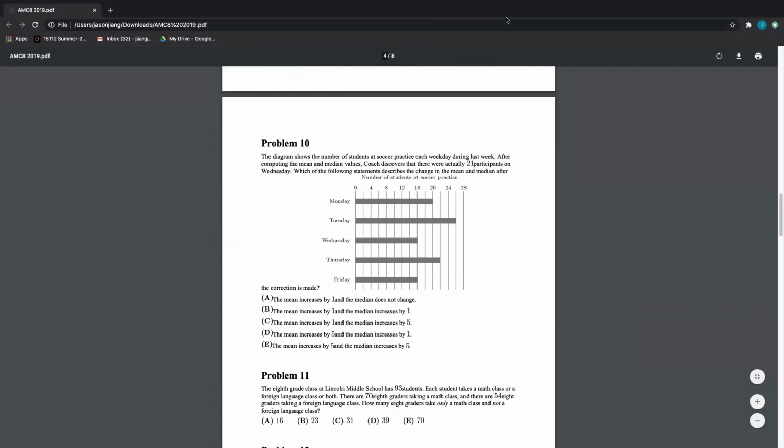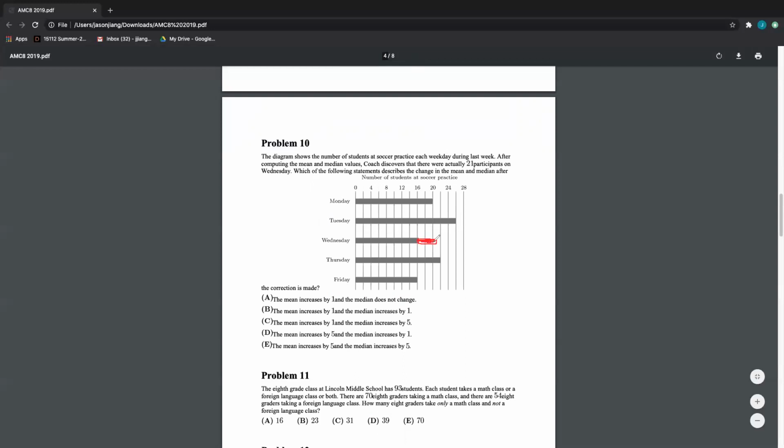We have a diagram of the number of students at a soccer practice each weekday. We calculate the mean and median, and then we realize that there are actually 21 participants on Wednesday. So we want to find the change after this correction. We can see that Wednesday previously had 16, and now it's jumping to 21.